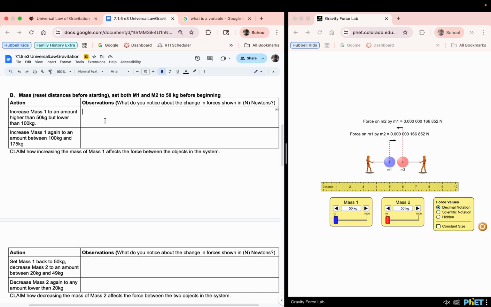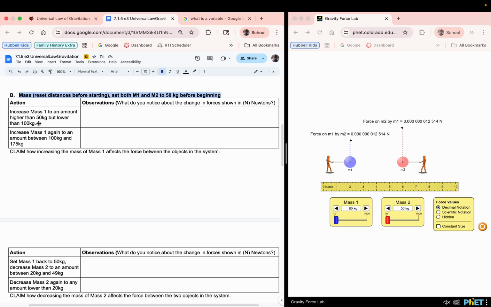You're going to do the same thing down here. You're going to follow the instructions. It wants you to set mass 1 and mass 2 to 50 again. Okay, so they're at 50 now, so I'm just going to leave them be. Now you're going to increase the mass of 1. Oh, sorry. You're going to set the distance also. So we're going to reset the distance. We're going to move this one back down to 50. And this one to 50. And then we want you to leave them here.